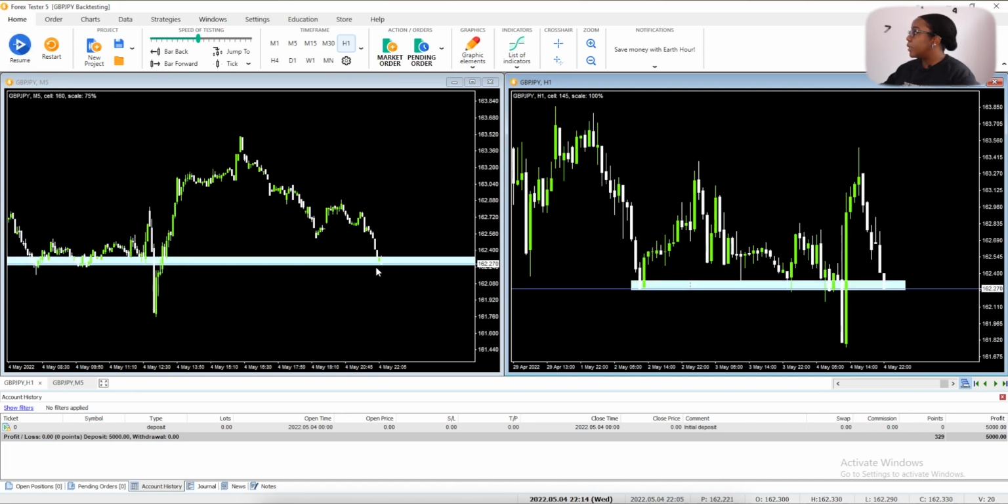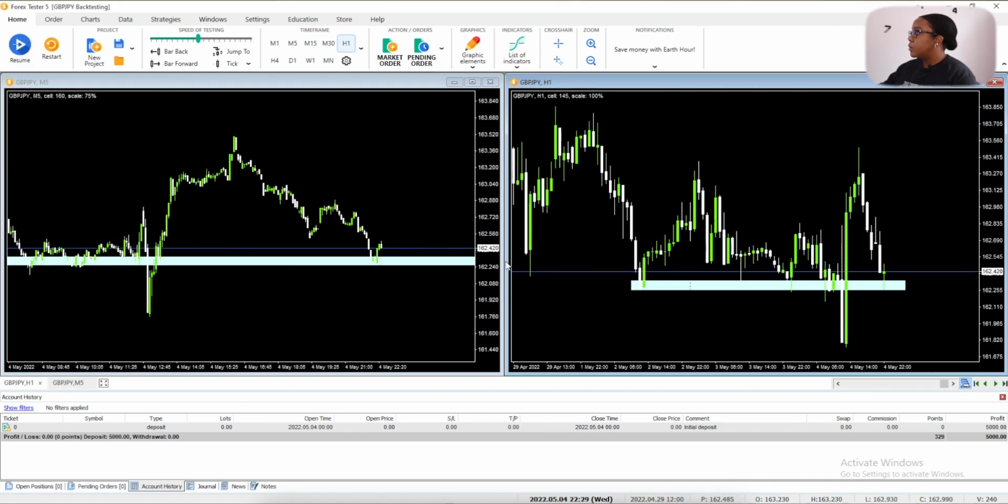Okay, so we are now here at 10 p.m.-ish, which is really the time I would still be looking at the charts. Let's play it forward a little bit more. So we see that price got to this level. It is rejecting it currently. Although I already see it happening on the M5, I do want to wait till the H1 shows that information more concretely.